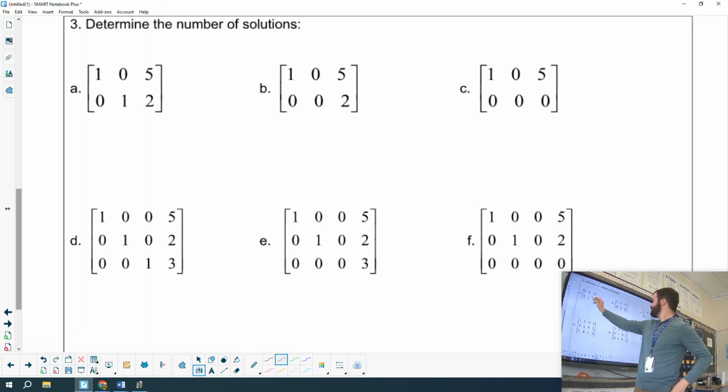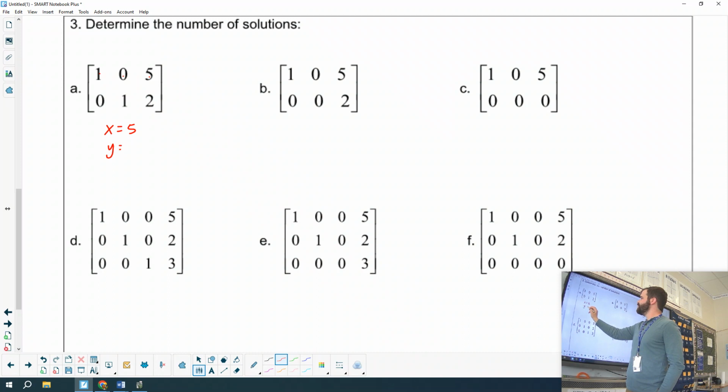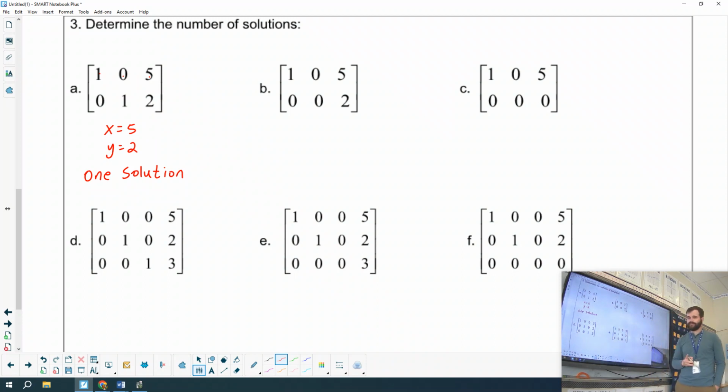Okay, look. This one on the left, that A right there, x, y, z, right? So x equals 5, or x, y whole number, I should say. Y equals 2. So this one has one solution, okay? So this one is one solution. And nothing else, just one solution, all right? But look at this one.